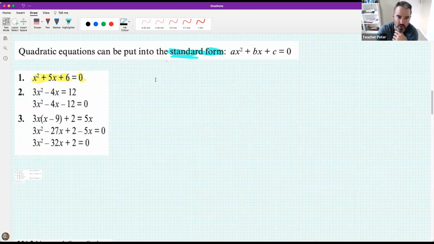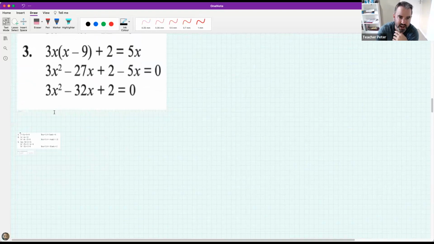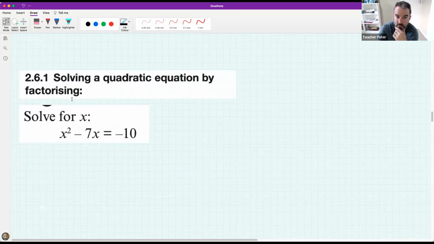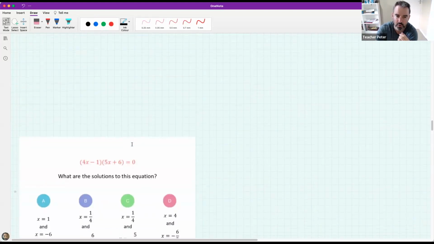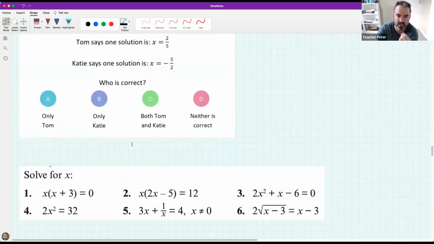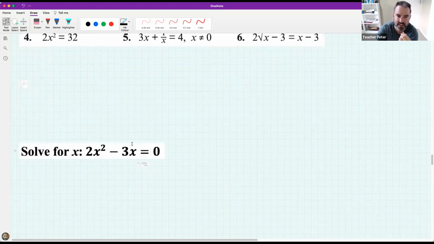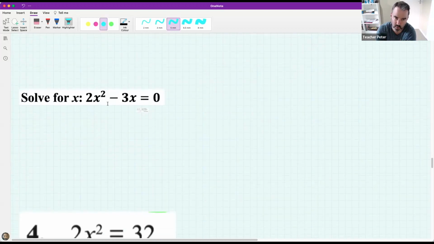We're also going to talk about how we solve a quadratic equation by factorizing. So the skills we learned today, we can use to help us solve equations. And then we'll also do some multiple choice questions. That's that. And then we'll start to solve more difficult quadratic equations like this. Okay, but that's enough for one day.